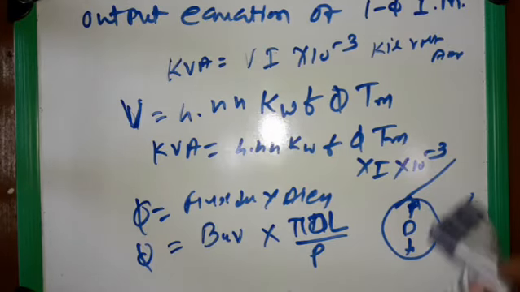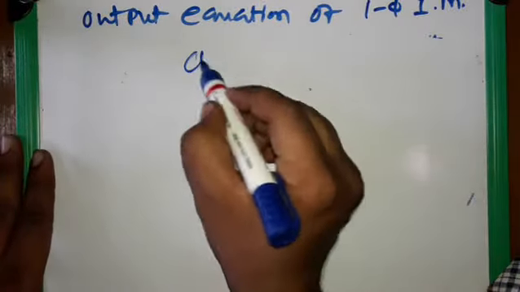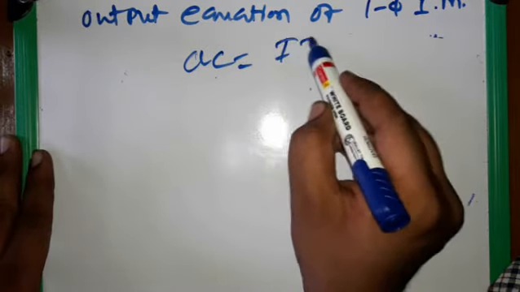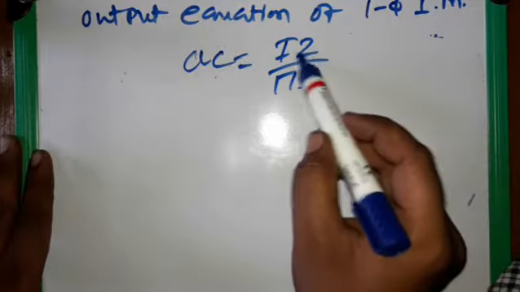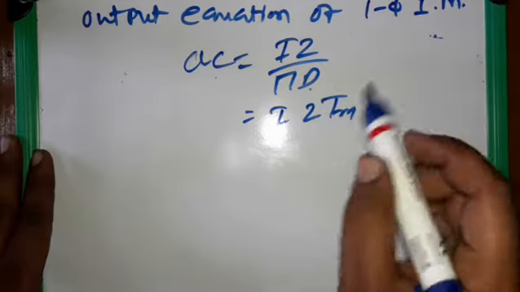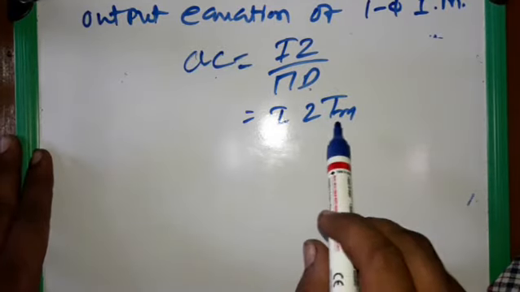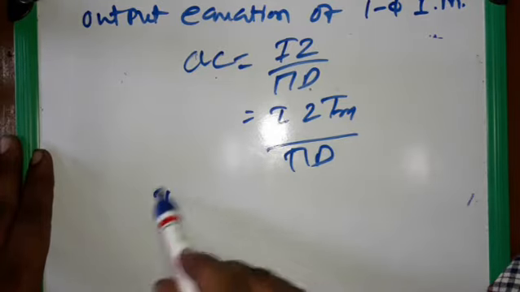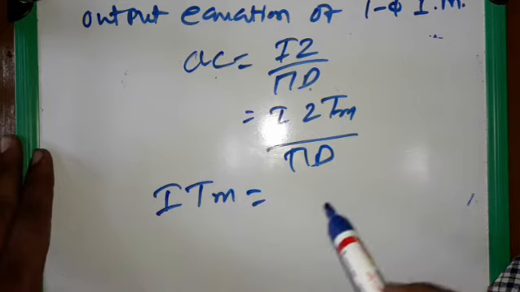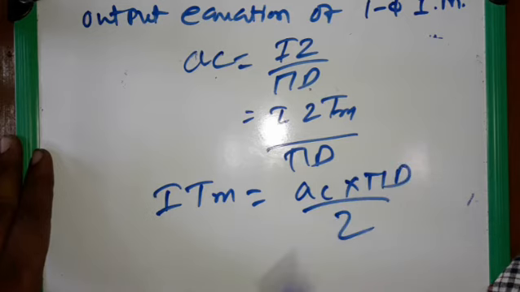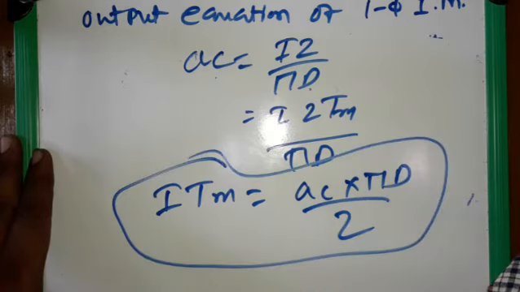Now second, we find the value of ac. Ac is our specific electric loading, and the value of specific electric loading is I Z upon pi D. Now Z is the number of conductors, so we write 2 into the number of turns. The number of turns multiplied with 2 gives the number of conductors, upon pi D. So I into Tm is equal to ac into pi D by 2. So this is the second equation we derived.